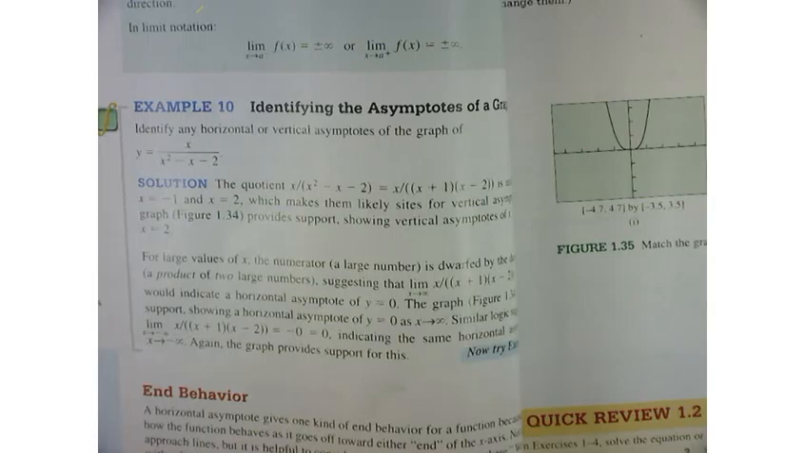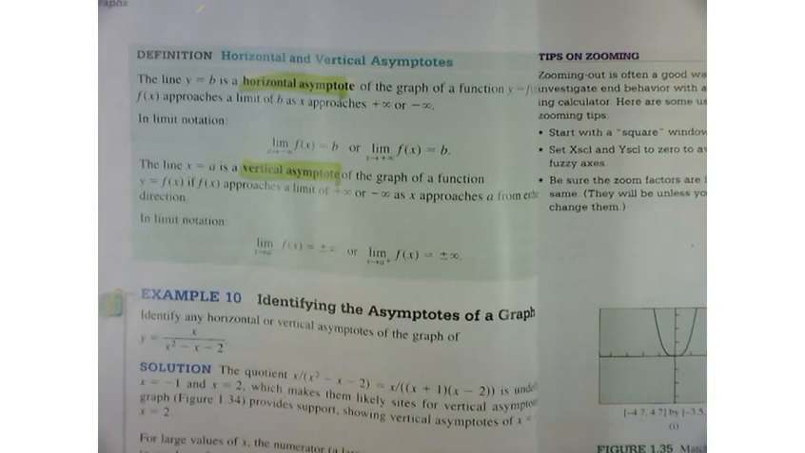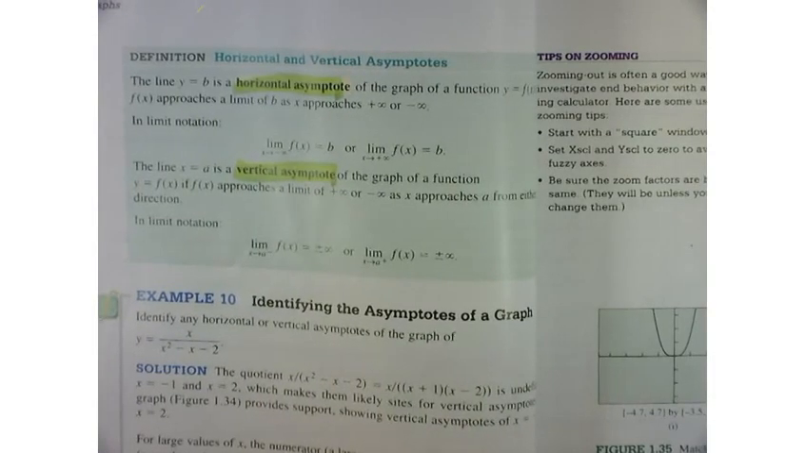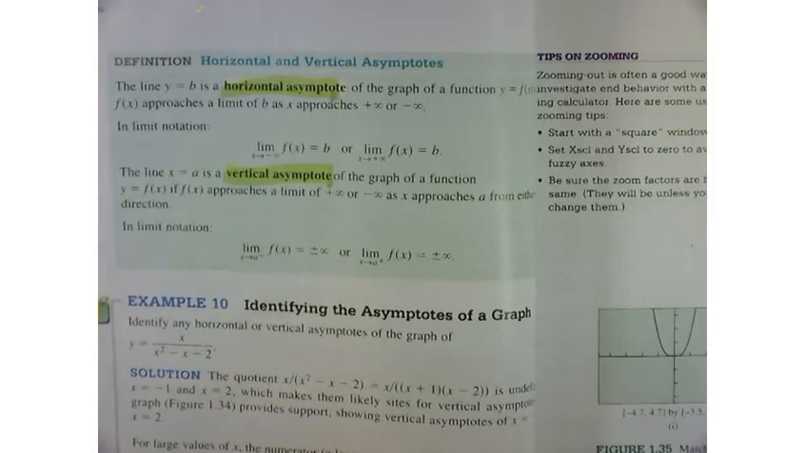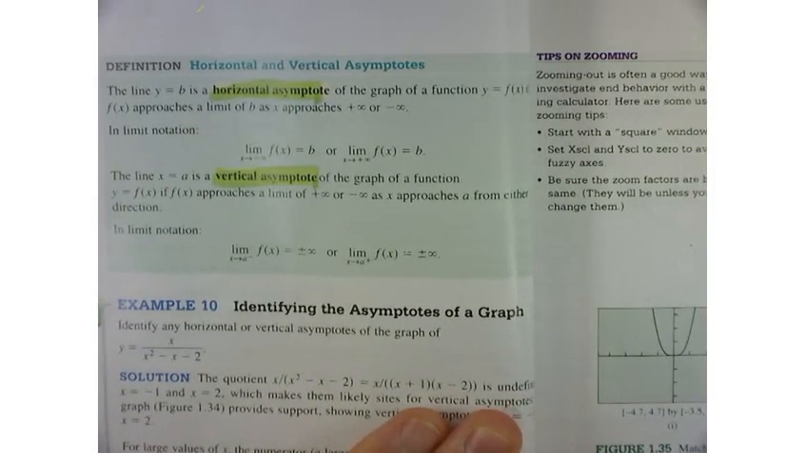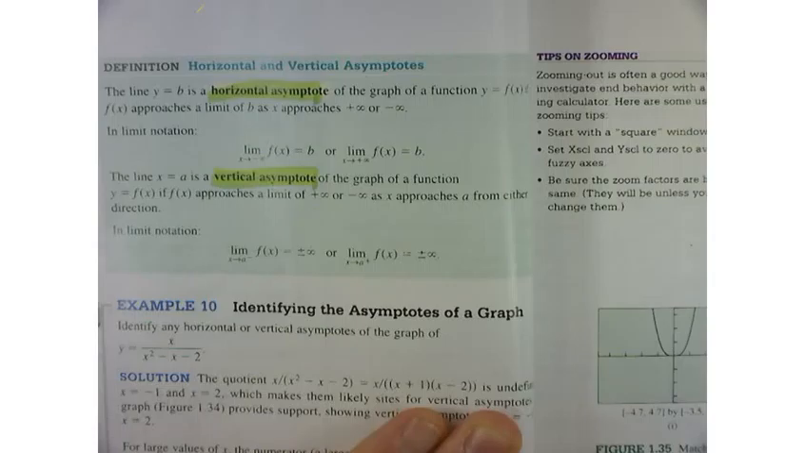Identify any horizontal or vertical asymptotes. When do those occur? Well, let's look and see what the book says. It says y equals b is the horizontal asymptote of the graph of a function y equals f of x if the limit of f of x is b as x approaches either positive or negative infinity. So we talked about that the other day.